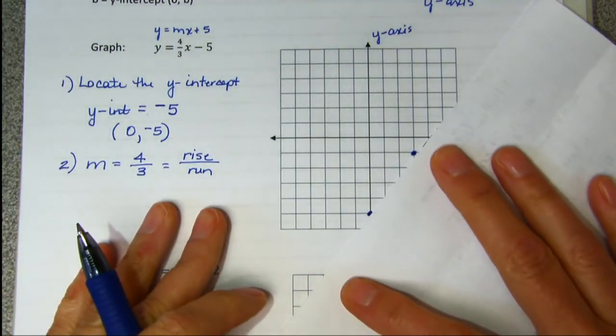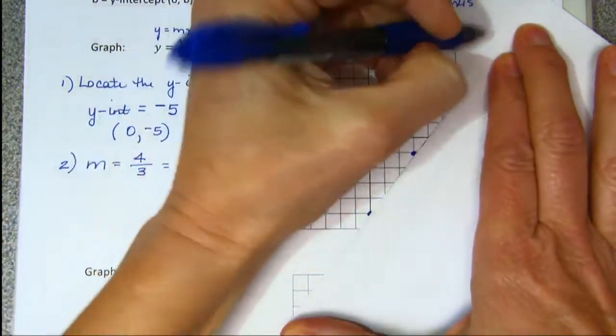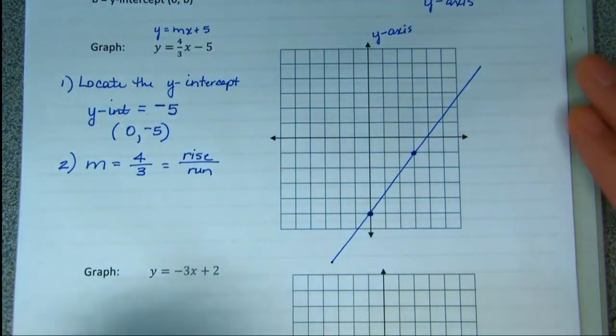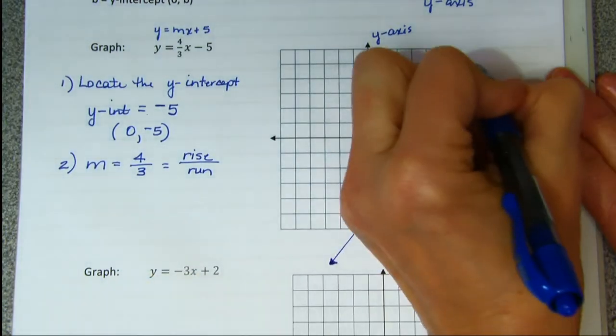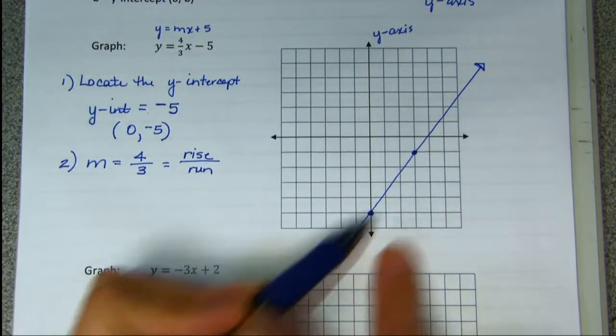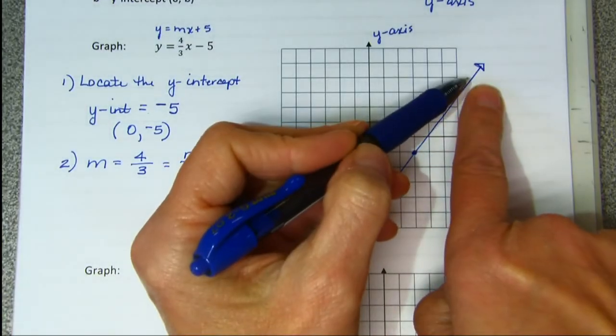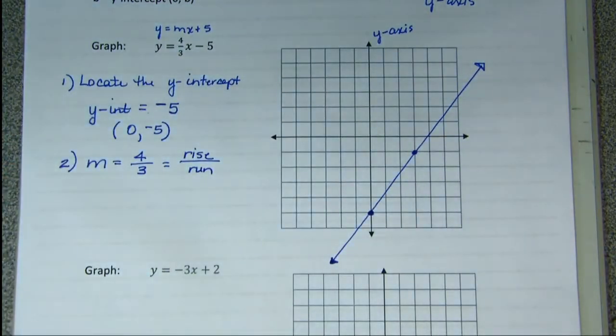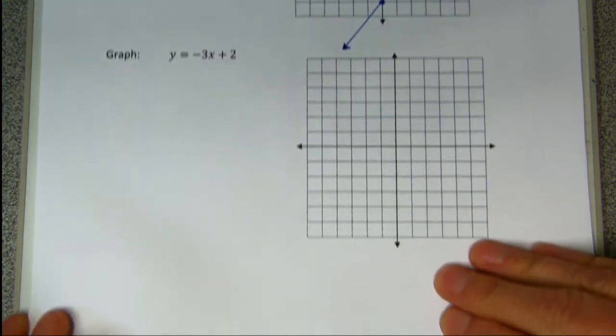So I will connect those 2 points. And then I'm going to make sure my line makes sense. Notice from left to right it goes upward. That means my slope should be positive. Sure enough, my slope is positive, so I should be fine. All right, next one.